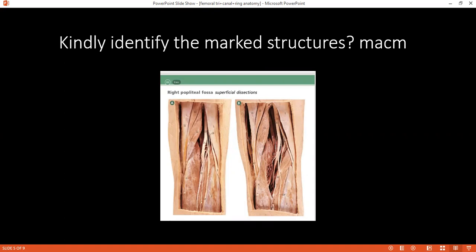Biceps femoris is supplied by the tibial nerve, ma'am. Both heads? No. Okay, can you please tell me the contents of the popliteal fossa?